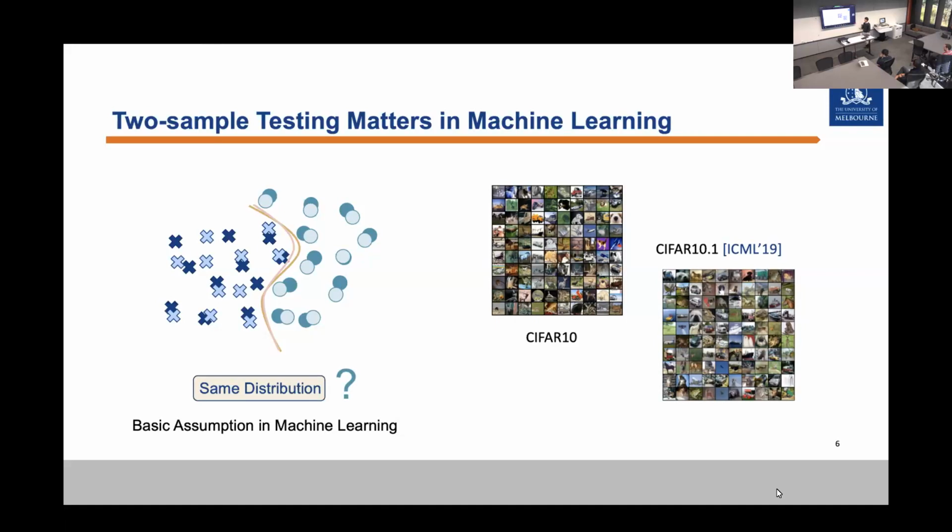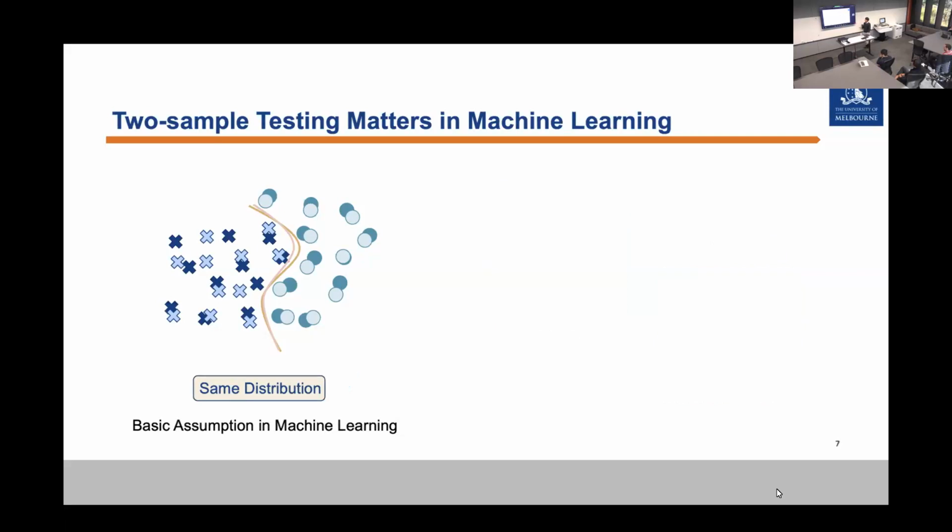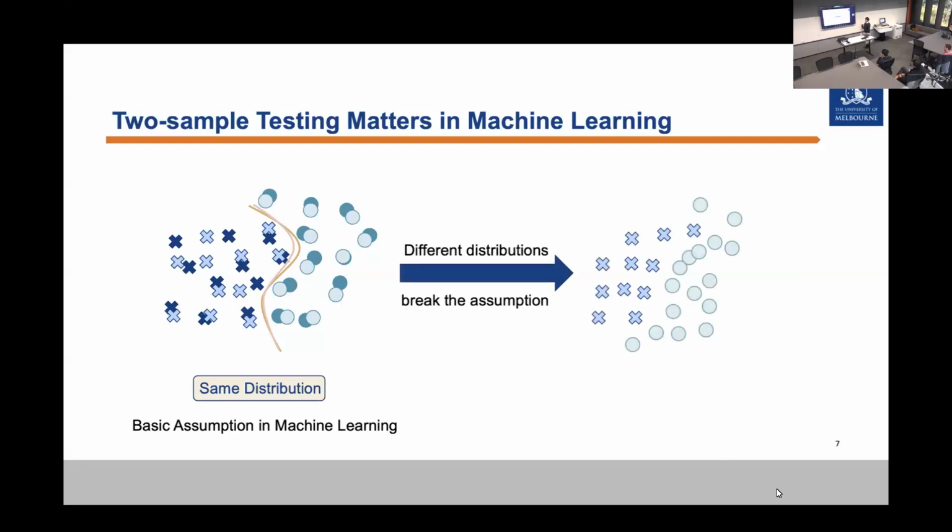Can we do that? Now we can say what will happen if they're from different distributions. Let's use a simple example. Here, on the left side, it's our training set, and on the right side, it's a new test set.